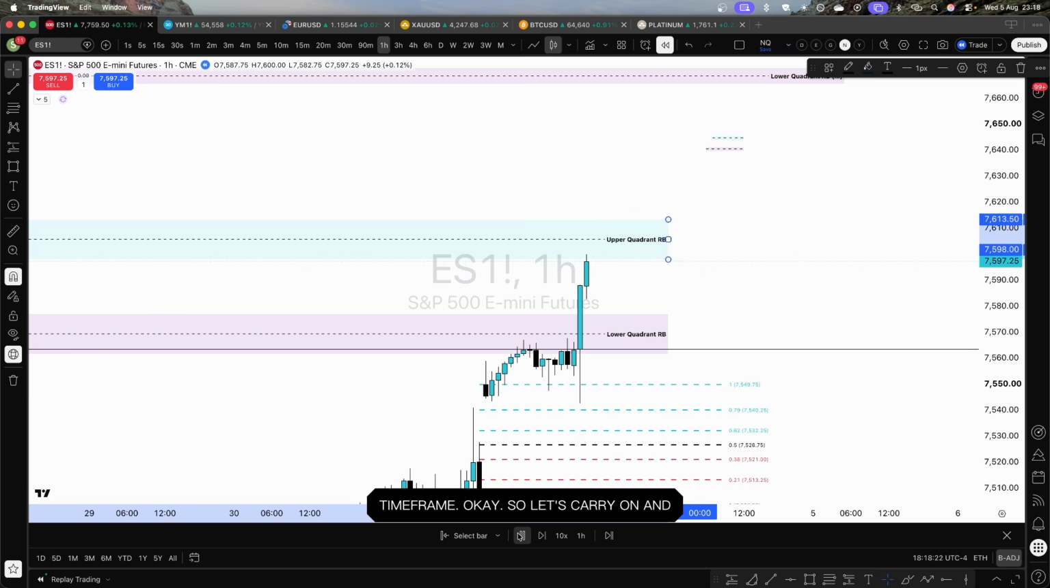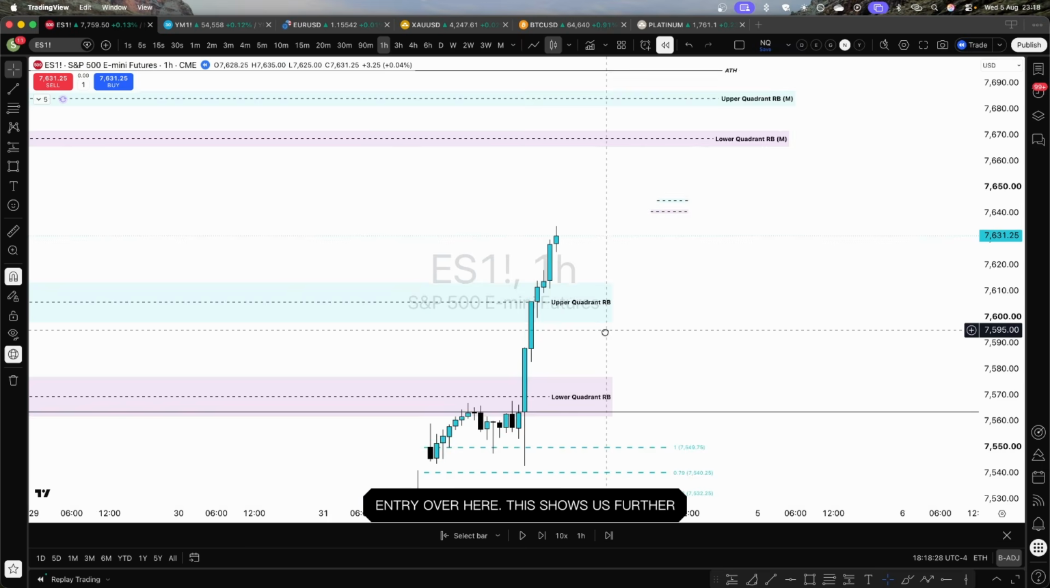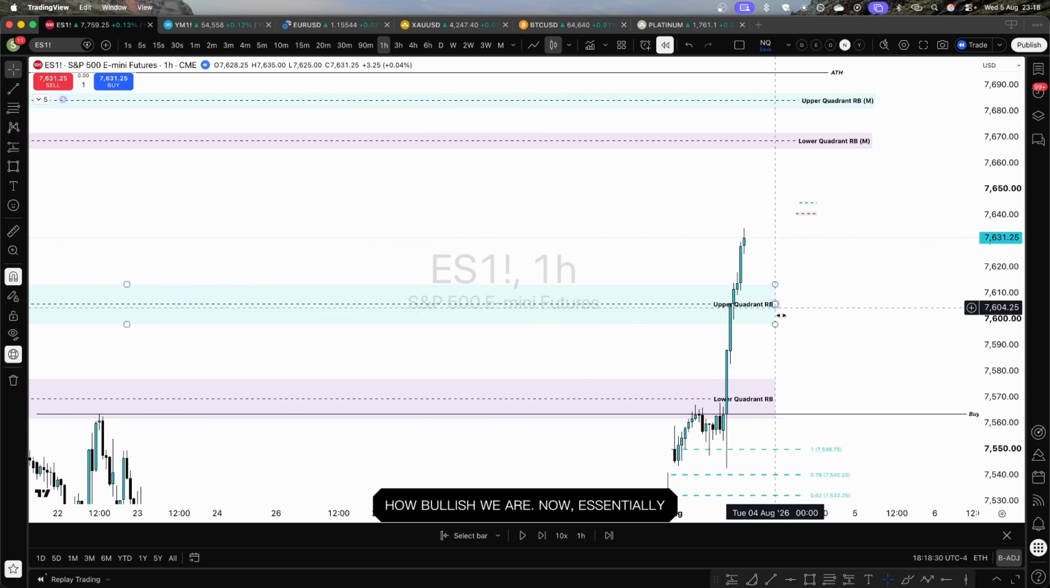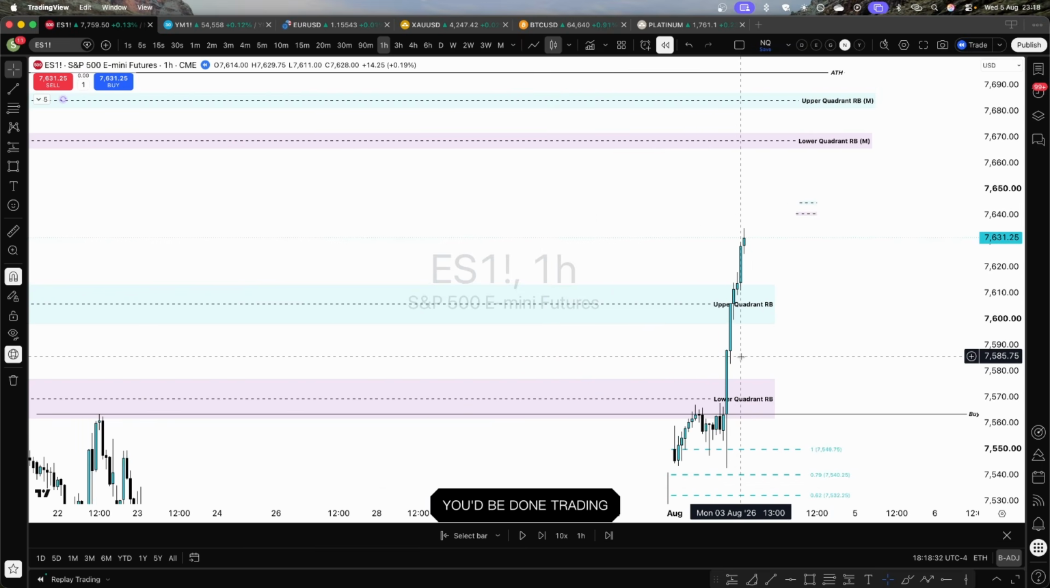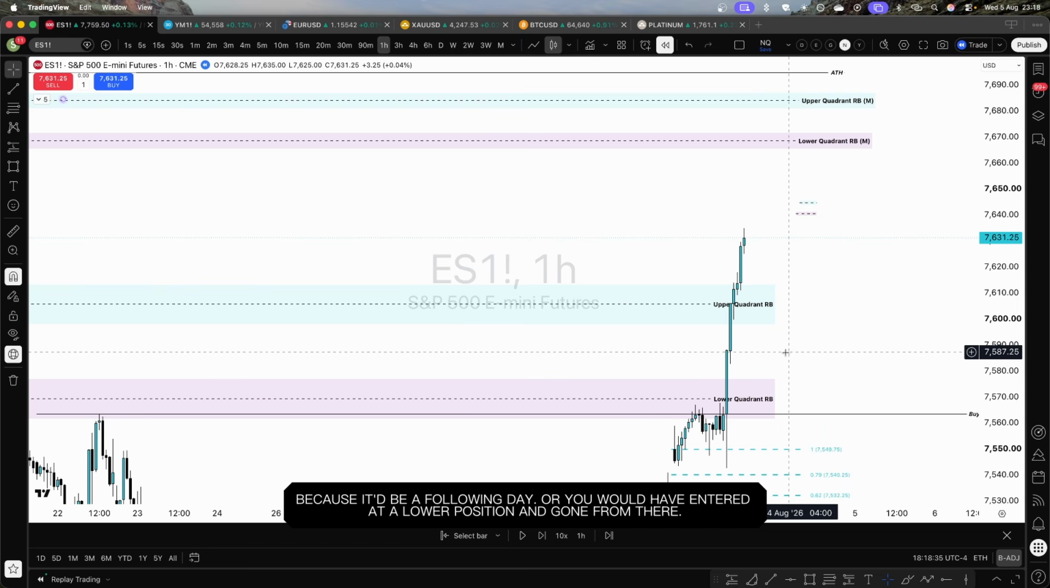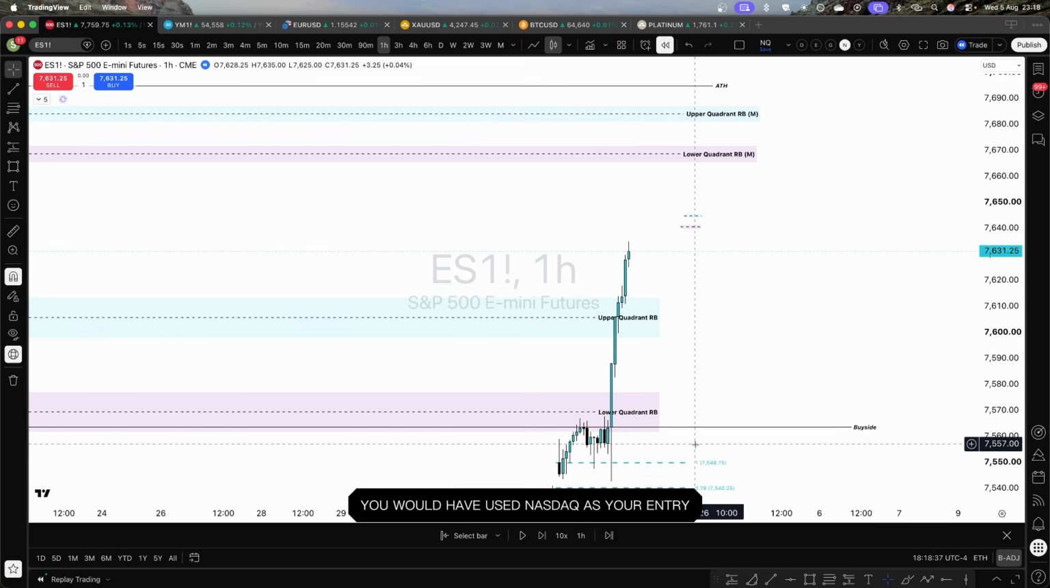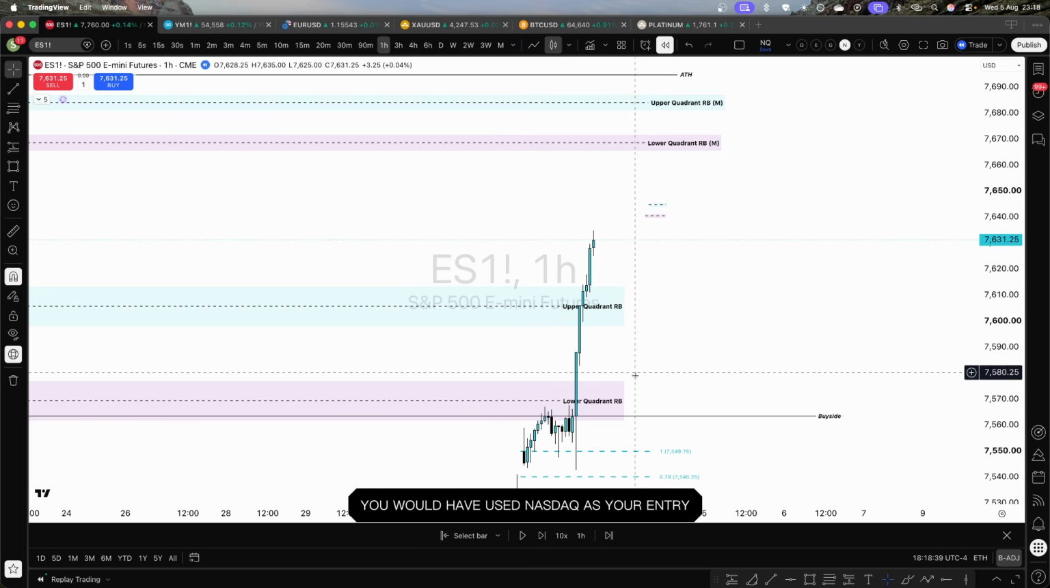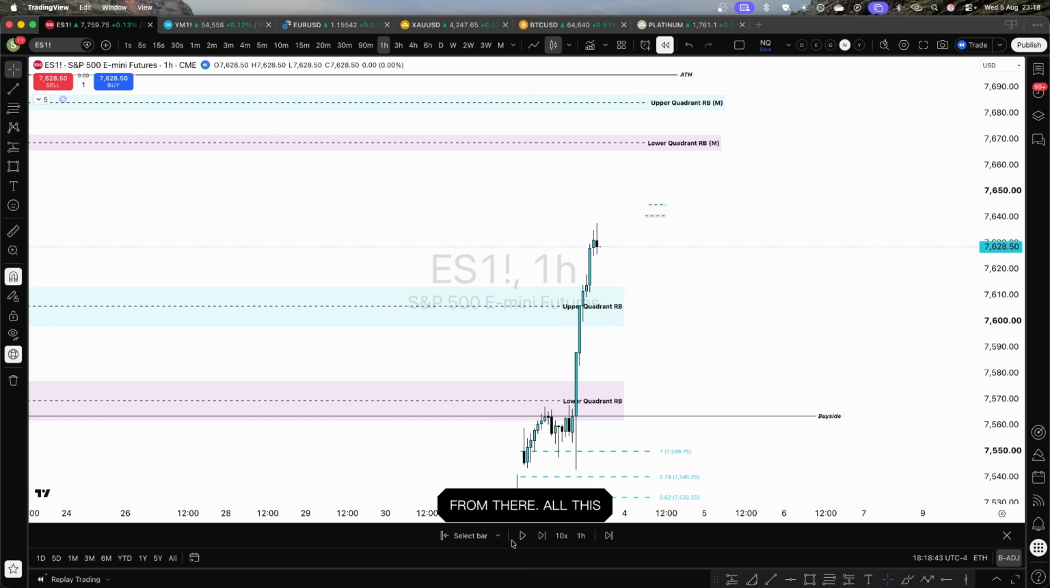So let's carry on and see what occurred. You can see there was no 1 hour entry over here. This shows us further how bullish we are. Now, essentially, you'd be done trading because it'd be the following day, or you would have entered at a lower position and gone from there. You would have used NASDAQ as your entry confirmation and gone from there.